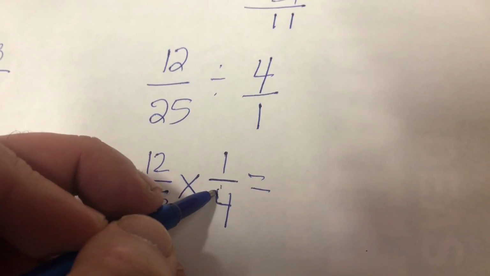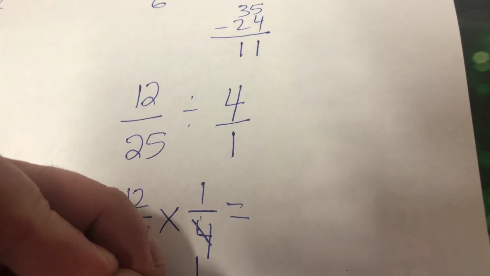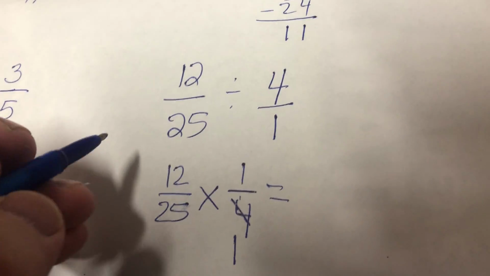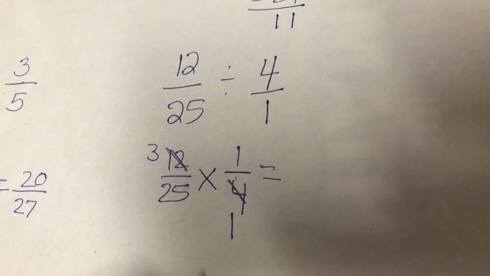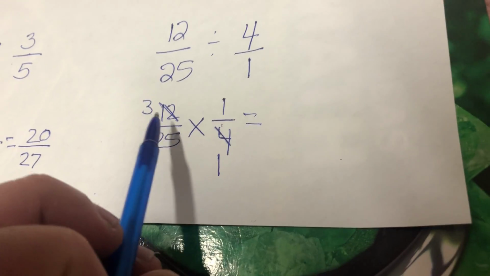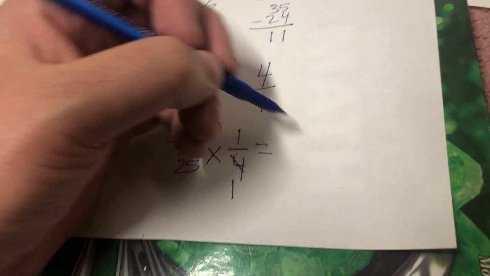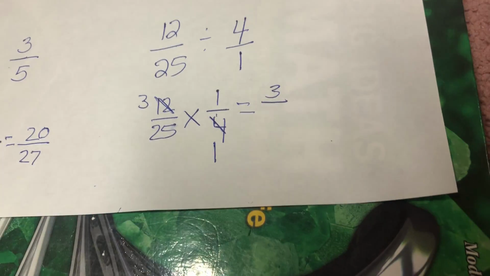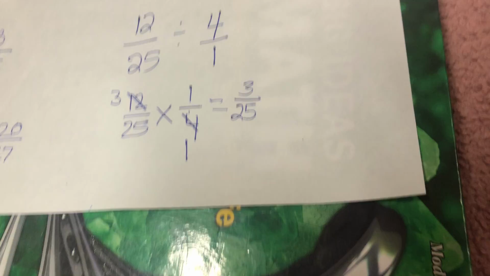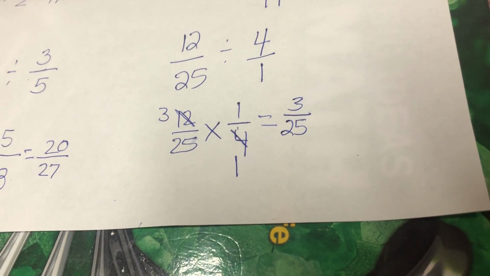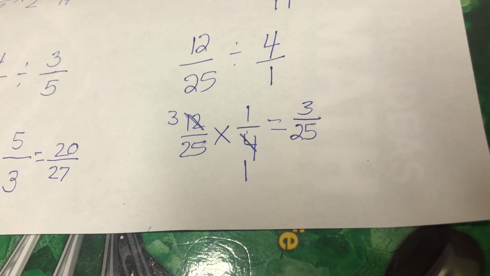So I'm going to think, well, 4 divided by 4, that's 1. 12 divided by 4, that's 3. And so now I'm ready to go ahead and multiply. 3 times 1 is 3. 25 times 1 is 25. I get 3/25.